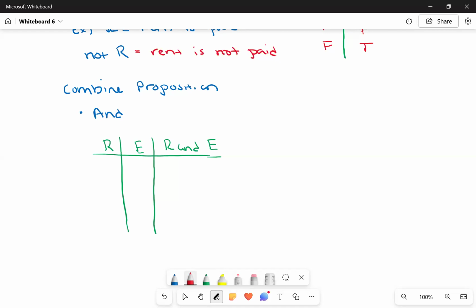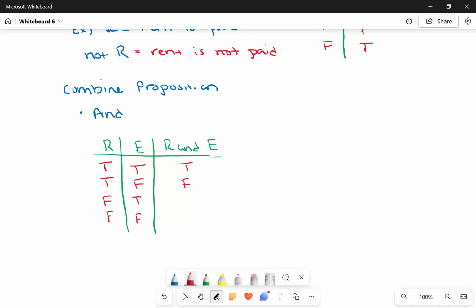So if both statements here, I'm going to write true, true, false, false, and then true, false, true, false. If you happen to pay the rent and the electricity, and you said that in an "and" statement, that means the "and" statement is true because both were paid. If you only pay the rent, not the electricity, the "and" statement would be false, because we're saying the rent is paid and the electricity is paid, but you didn't pay the electricity. Obviously that's a false statement.